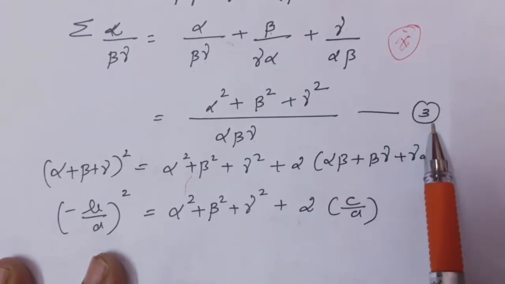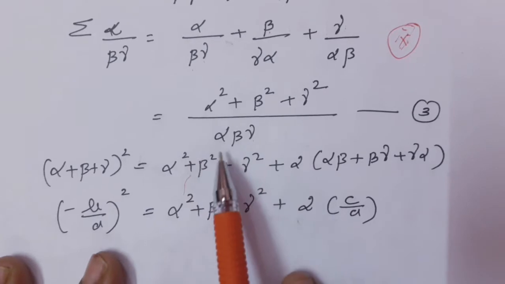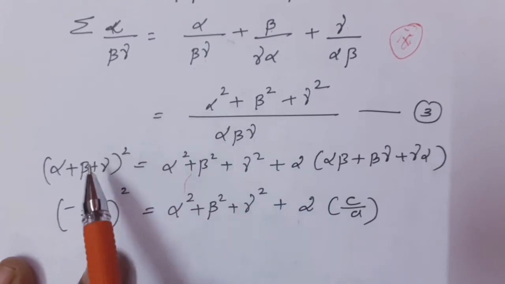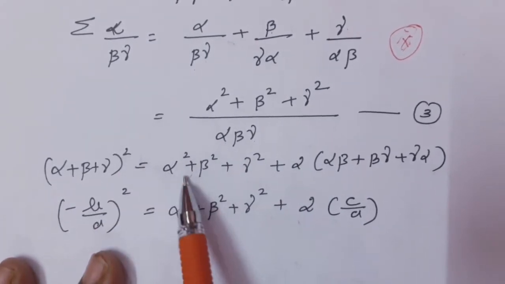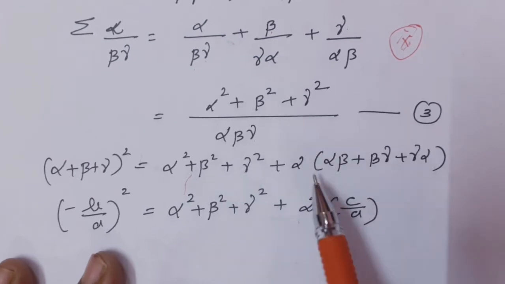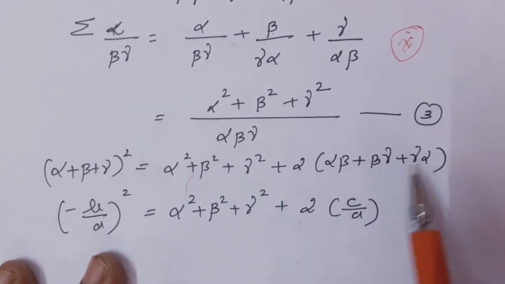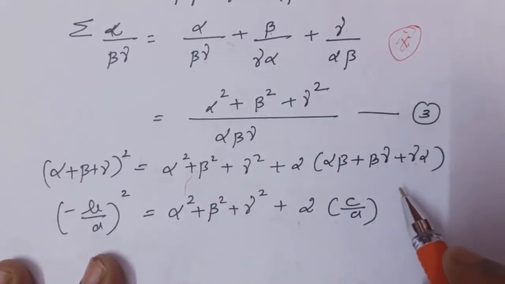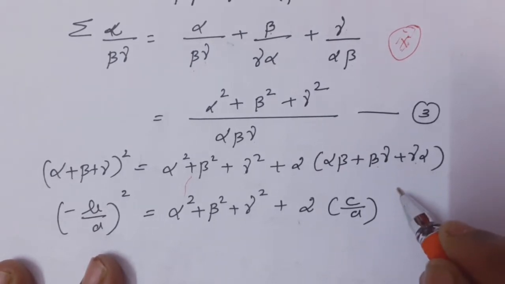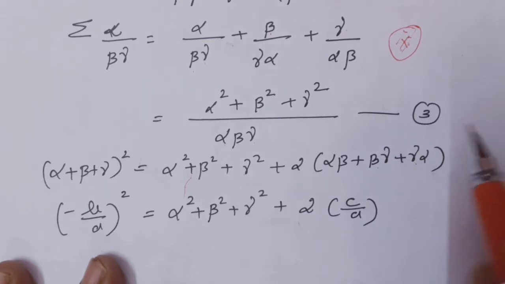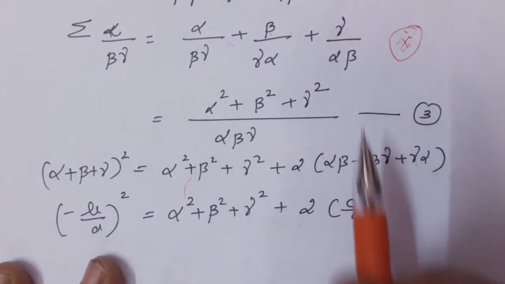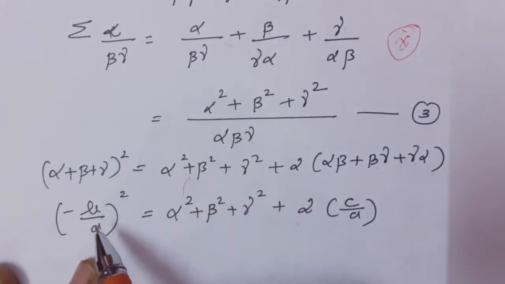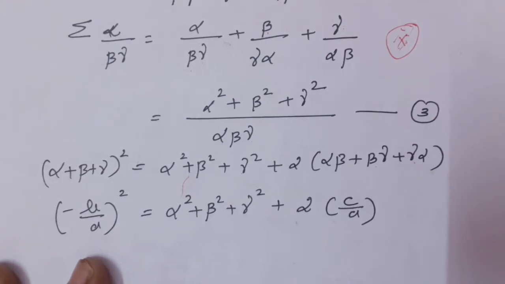This is the third equation. We remember the formula: a plus b plus c the whole square. Because alpha square plus beta square plus gamma square is coming, apply the algebraic formula. Alpha plus beta plus gamma the whole square equals alpha square plus beta square plus gamma square plus 2 into alpha beta, beta gamma, gamma alpha. The formula is a plus b plus c the whole square equals a square plus b square plus c square plus 2 into ab plus bc plus ca. Therefore, instead of alpha plus beta plus gamma, you substitute minus b by a.